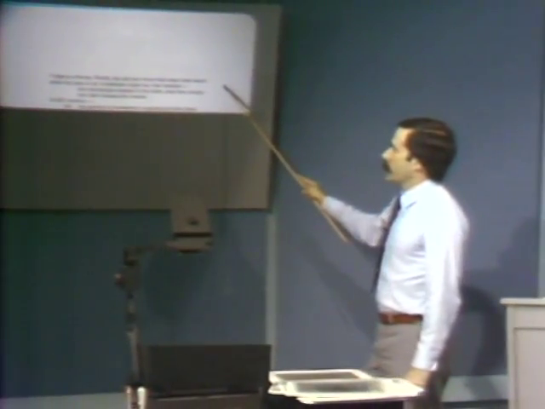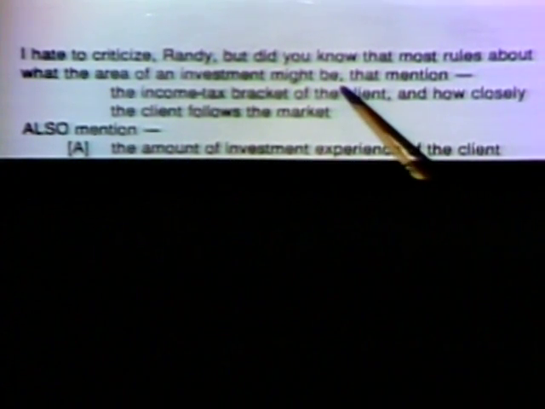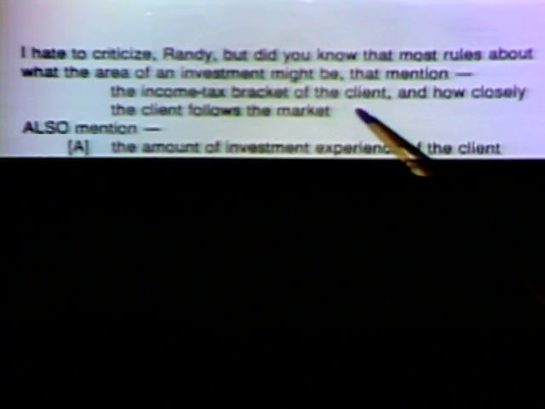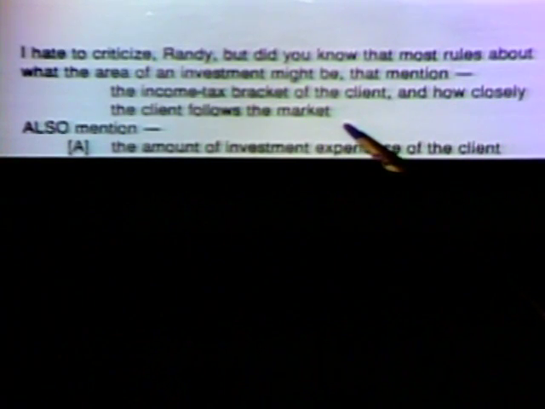The system comments that, let's see, I hate to criticize, but did you know that most rules out of this subset, most rules that look like this, that mention what the investment might be, rules about investment area, that mention, first of all, income tax bracket, and second of all, how closely the client follows the market, rules like that typically also mention the amount of investment experience.